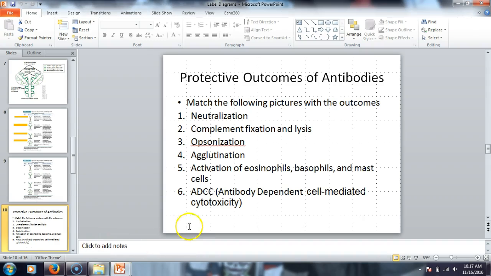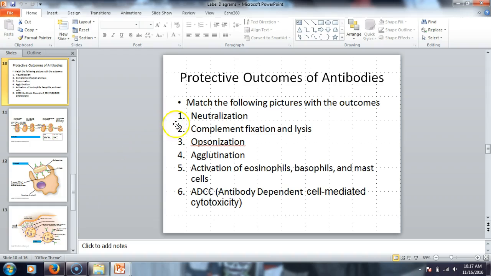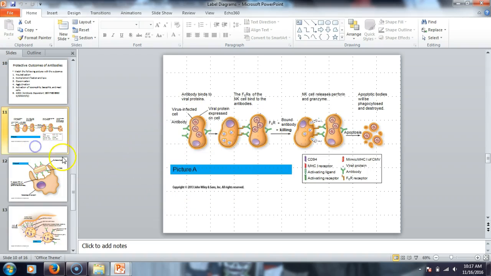So if you don't have or need to print, this is label diagrams, it's under Module 13. The instructions for this part is match the following pictures with the outcomes. So which picture shows neutralization? You could either put the letters to the pictures, A, B, C, D, or E on this slide if you want, or you could label these pages, or you could do both. Whatever helps you learn, each one of these 6 potential outcomes that can happen when antibodies bind antigen. That we'll go over on Friday.